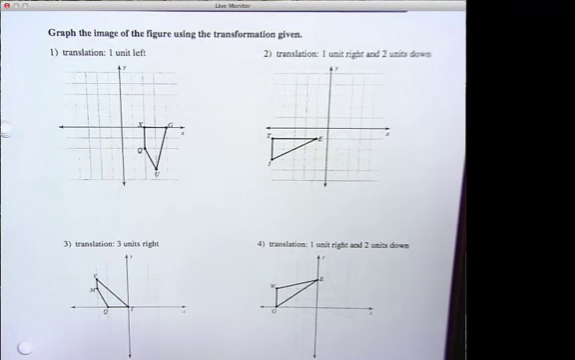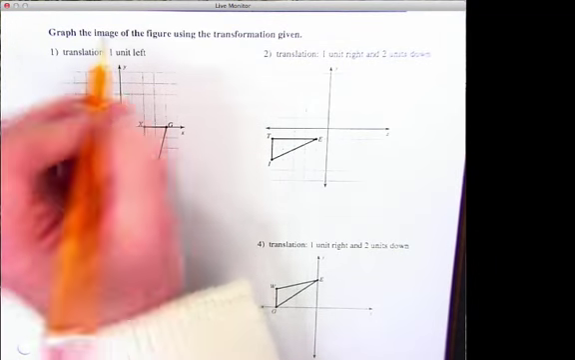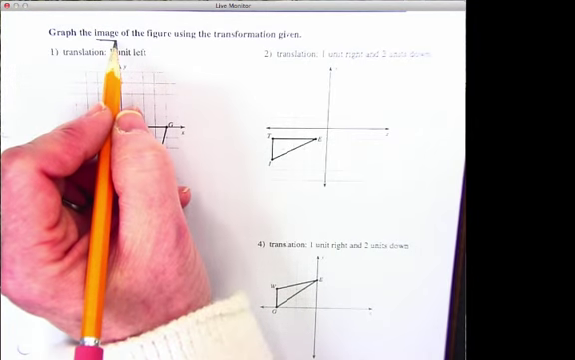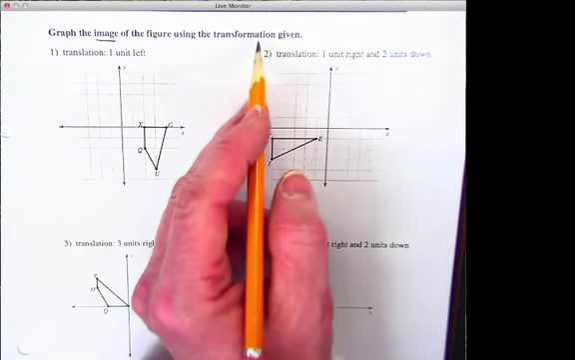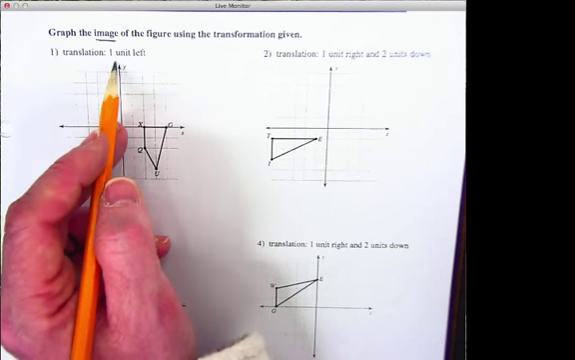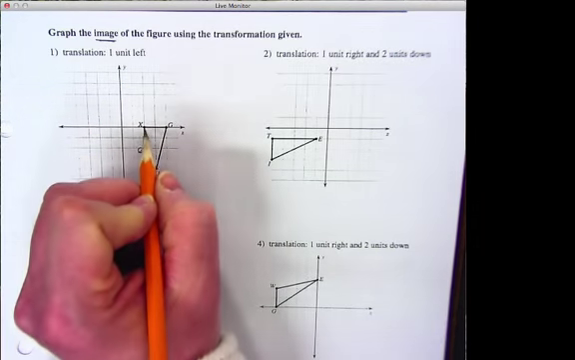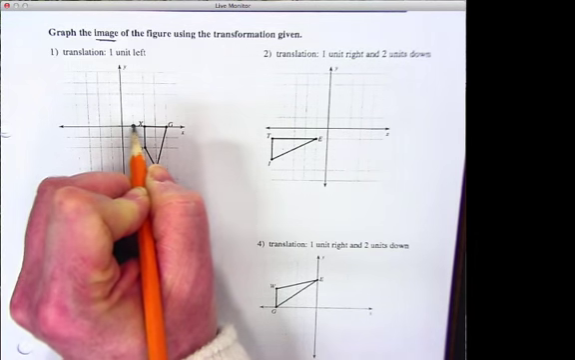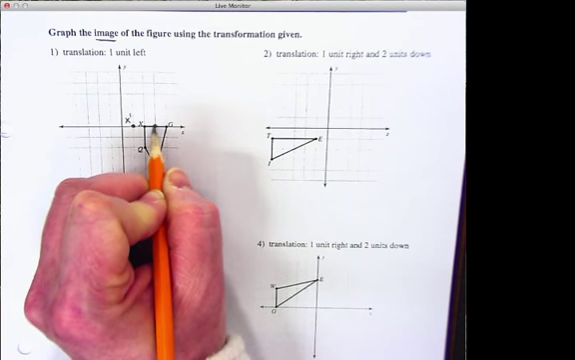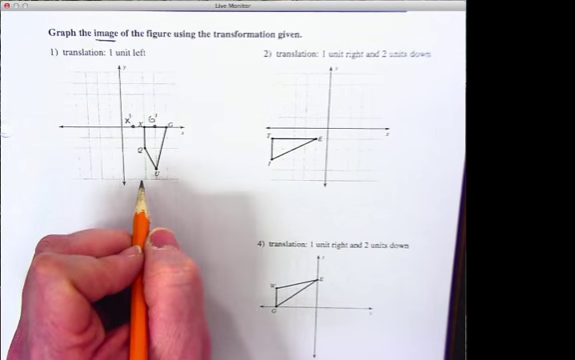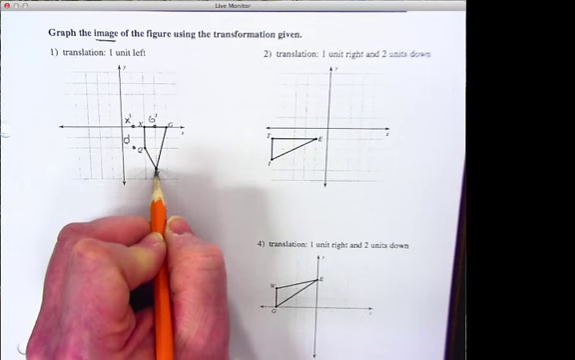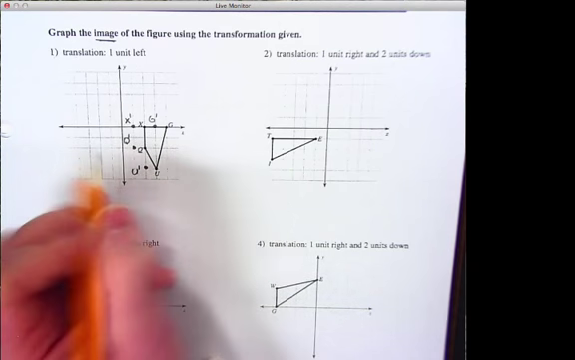The first thing it asks us to do is graph the image. So remember, the pre-image is what's drawn. The image is what we're going to have. So graph the image of the figure using the transformation given. The first thing we're going to do is translate it 1 unit to the left. So we go here for x and we write x prime 1 unit to the left. We go to g and translate it 1 unit to the left, and that gives us g prime. We go to q, 1 unit to the left, q prime. We go to u, 1 unit to the left, and we connect it.